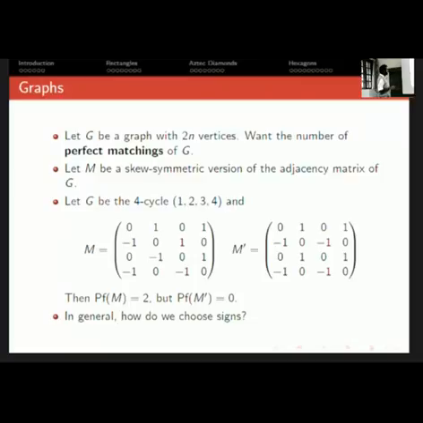So for example, G is the 4 cycle. If this were all ones, that would be the adjacency matrix of the 4 cycle. But I make a skew symmetric version, by arbitrarily putting some signs to be negative. In this case, I chose everything below the diagonal to be minus 1. Here I chose one of these entries to be minus 1, and the others accordingly. I have to make sure that it's skew symmetric. If I take the Pfaffian of this matrix, an even skew symmetric matrix, I get 2, which is exactly the number of perfect matchings of a 4 cycle. But if I take this one, I get 0, so that's wrong. So there is one way of choosing signs which gives you the right answer and one way which does not.